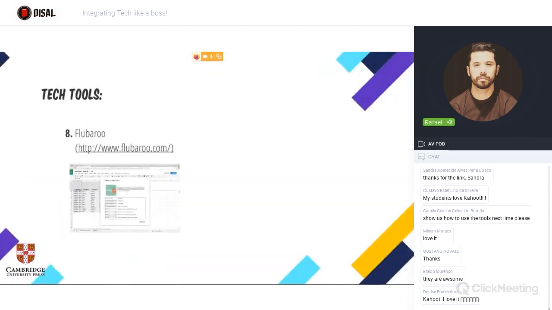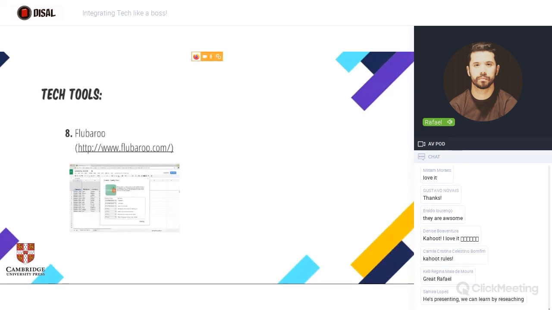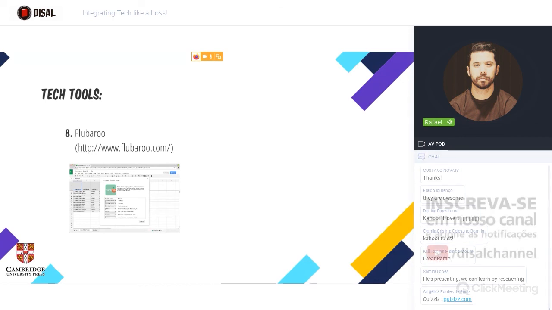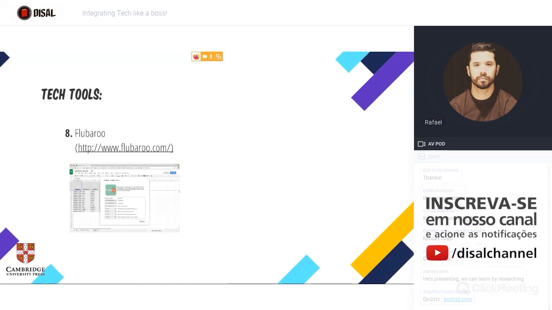The next one, number 8, is Flubaroo. Flubaroo is not actually a program, but an add-on, a software extension, that helps teachers grade assignments and assessments. If you want to get reports and analysis on your students' performance and scores, and send them in a very quick way, you can use Flubaroo to do so.